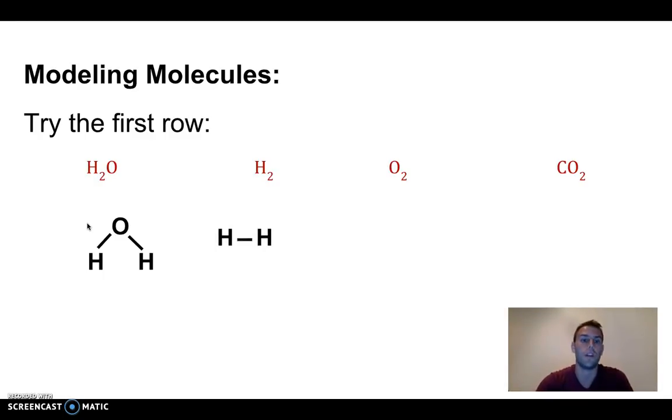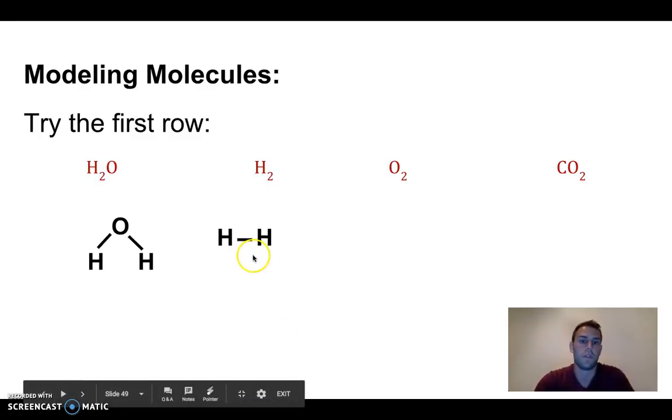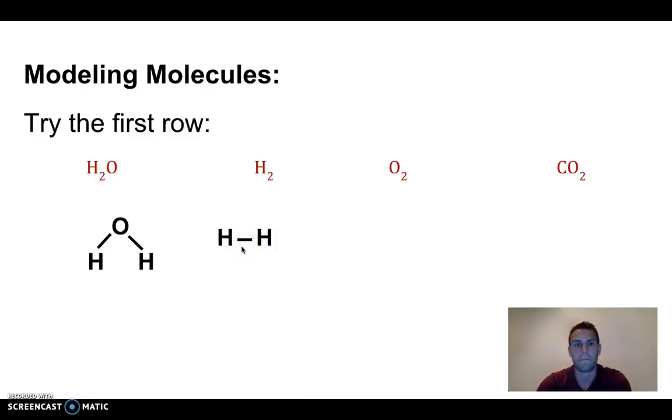All right, so here's hydrogen. Again, it's H2, so this is a hydrogen molecule, and they're bonded together. Remember the rules that hydrogen only makes one bond. This hydrogen atom is only making one bond. This hydrogen atom is making one bond. Perfect. Okay, so let's go to oxygen.